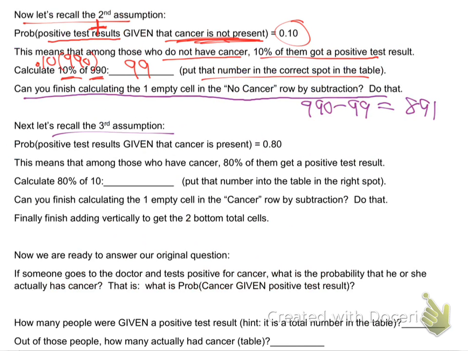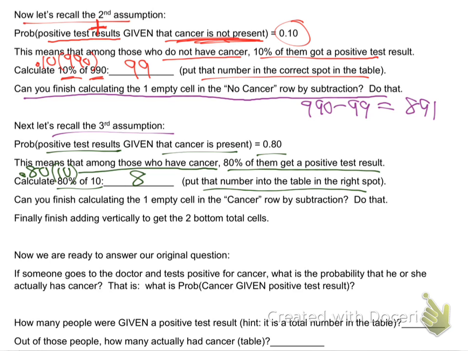Keep going. Now, final assumption, number 3. Positive test result given that cancer is present, 80%. This means that among those who have cancer, really have it, 80% got a positive result. Calculate 80% of 10. So that's 0.80 times 10, which is just 8. 80% of 10 is just 8. Put that number in the table in the right spot.